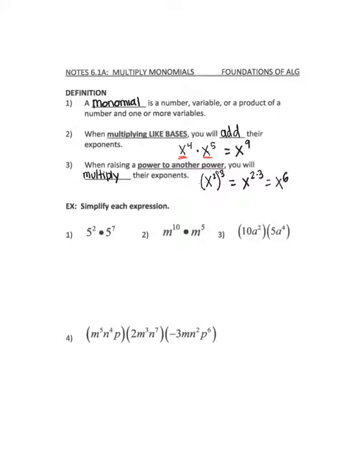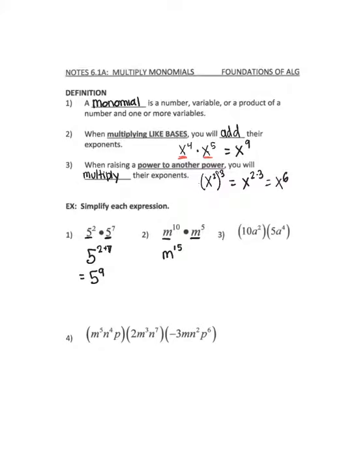Our first one says simplify each expression. If we have 5 to the 2nd times 5 to the 7th, that means we are going to add their exponents, because they have like bases. Both bases are 5s. So we have 2 plus 7, which gives us 5 to the 9th. Again, for number 2, we are going to add our exponents. We have like bases, both are m, so 10 plus 5 gives me 15.